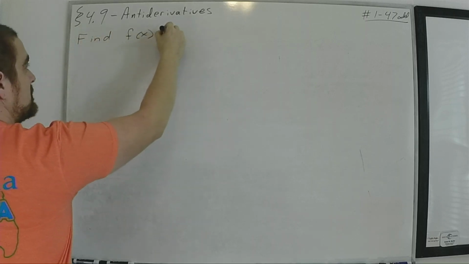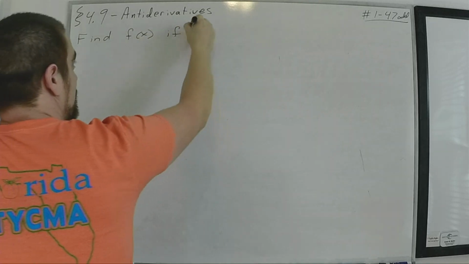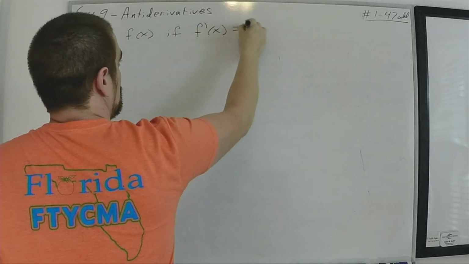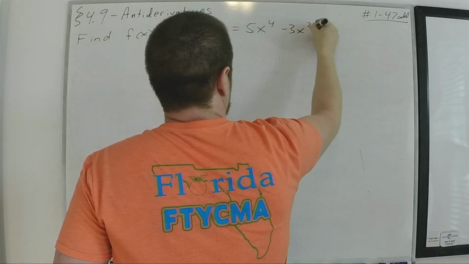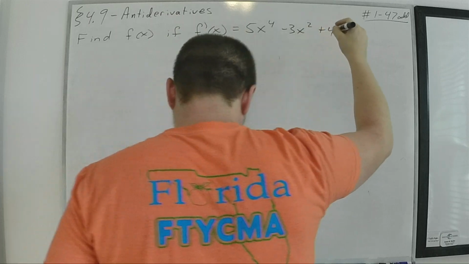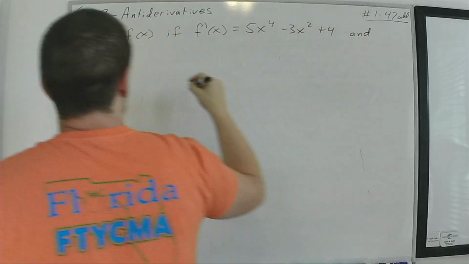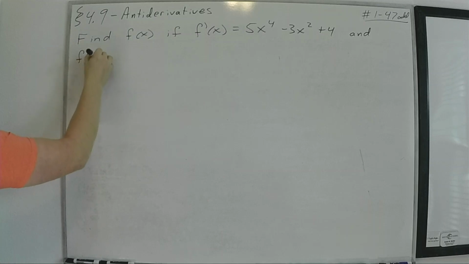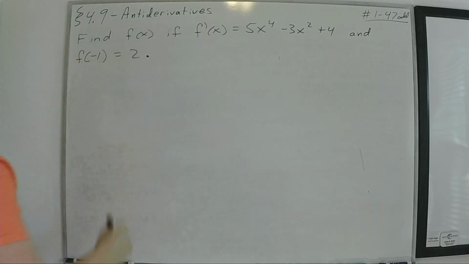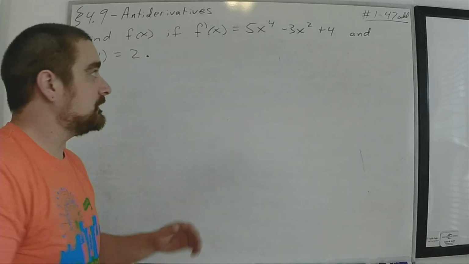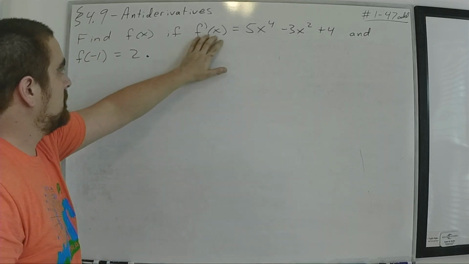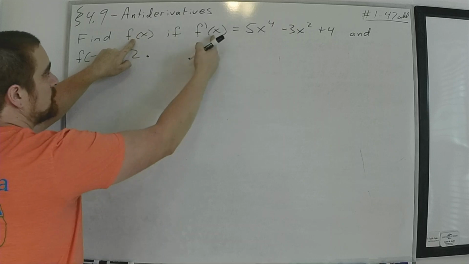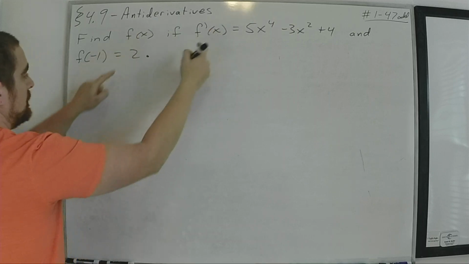So here is find f of x. If f prime of x is 5x to the fourth minus 3x squared plus 4, and we know that f of negative 1 has to equal 2. So say they've given us this little extra bit of information that we get to use. Well, here's my derivative. My goal is to recover my original function f from this derivative.